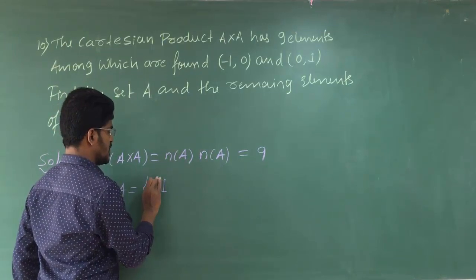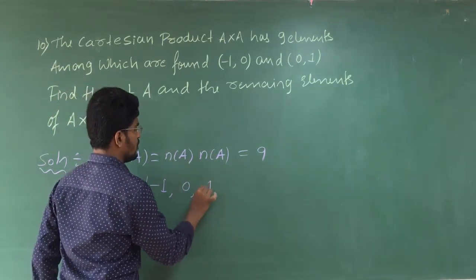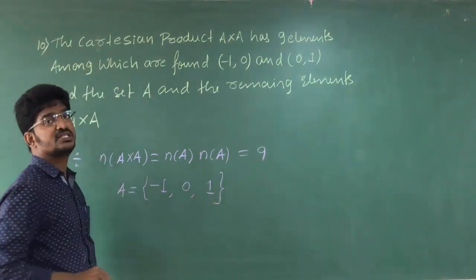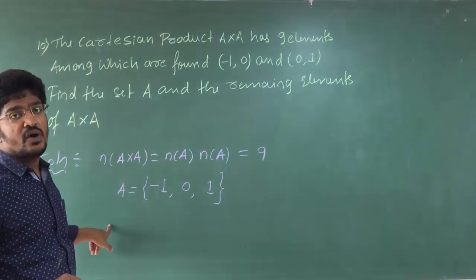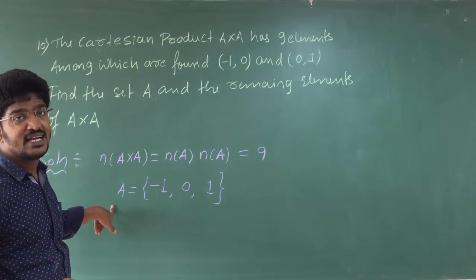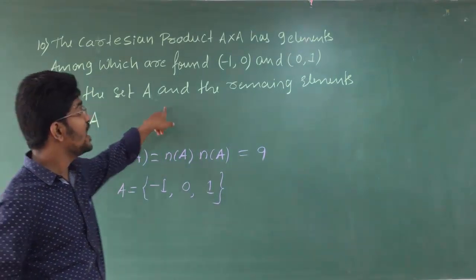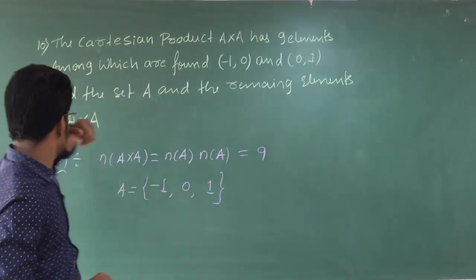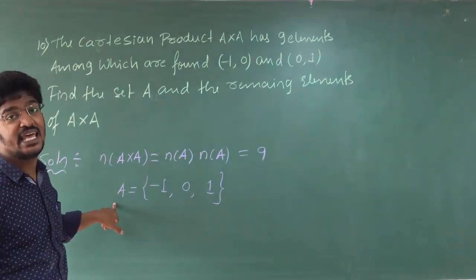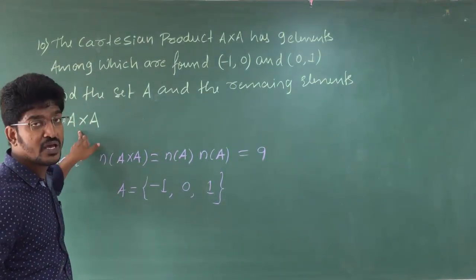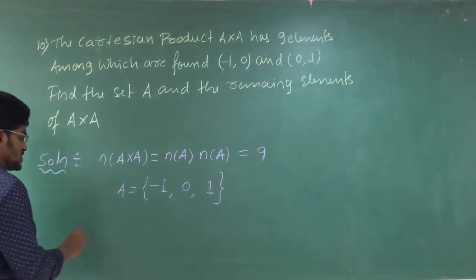This is -1, 0, 1. So these are the three elements in the set A. So find the set A. Already you have calculated set A, no problem. And the remaining elements of A cross A. So you have to find the set A and the remaining elements of A cross A. No problem. Let us find them.